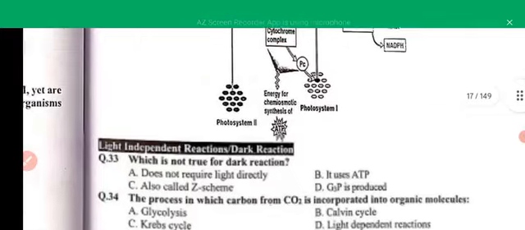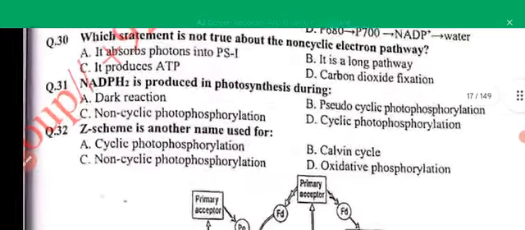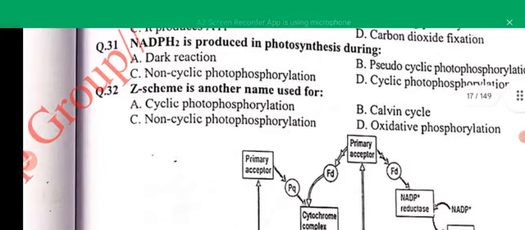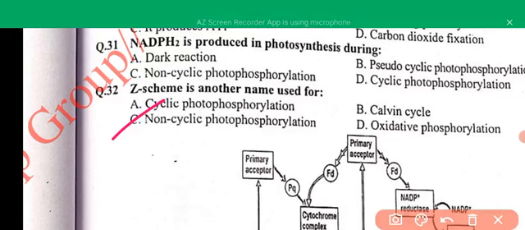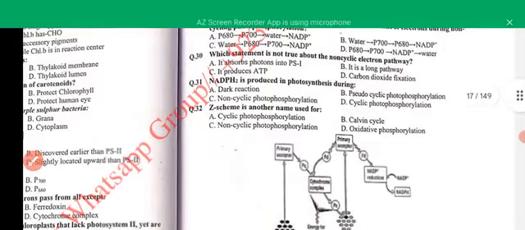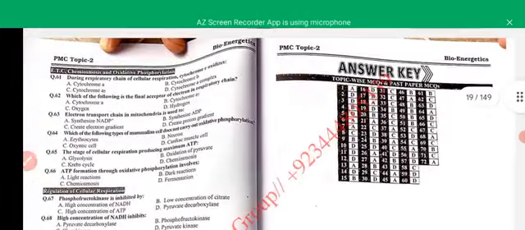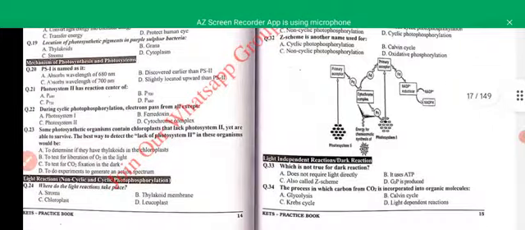Then we follow 32. Z scheme is another name for non-cyclic phosphorylation. We know it very well. The Z scheme. Option C is the best option for this. Question 32, option C.